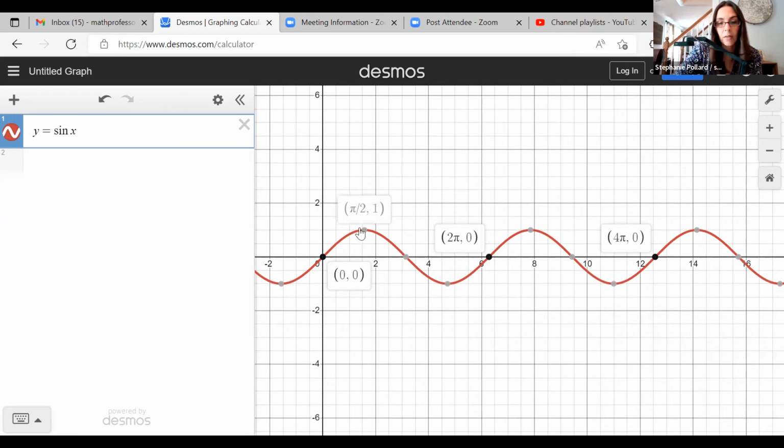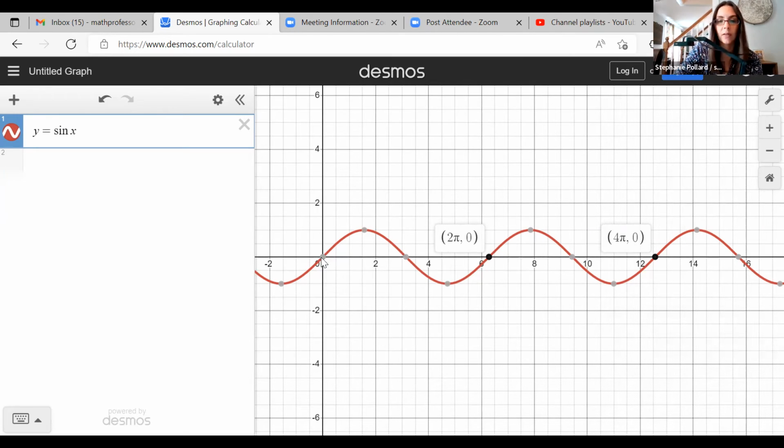You can see your max value there is 1. Your minimum is -1. And usually we try to focus on one period at a time when graphing our sine, cosine, trig functions, because they are periodic. So if I know what happens for one group, then I can just repeat those values over and over again. So your main values for the sine function are usually the first period.